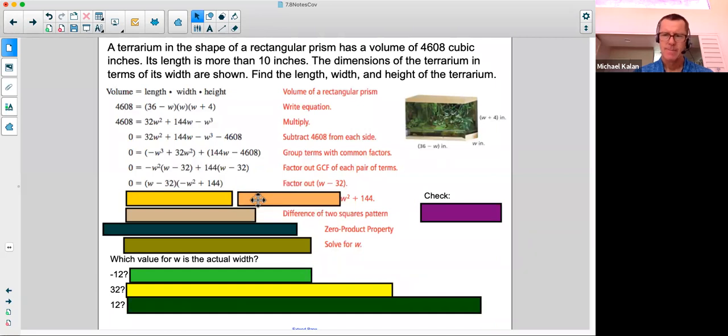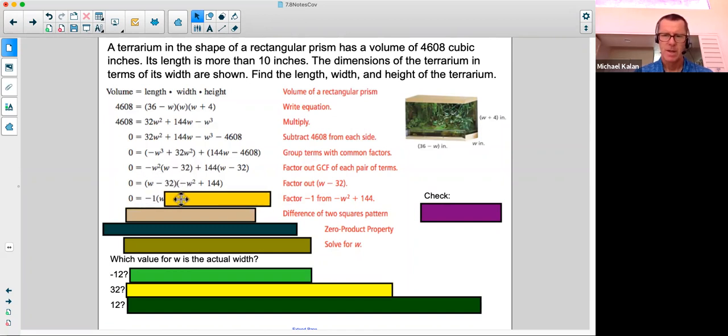Negative W squared plus 144. Okay. All right. So what do we do now? What do we do now? Can we factor anything further out of here?